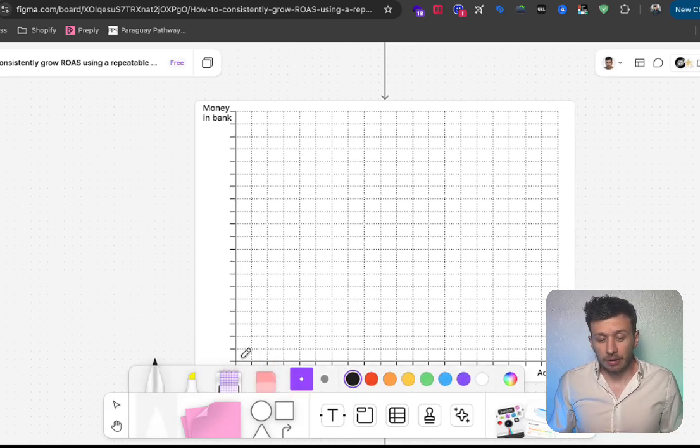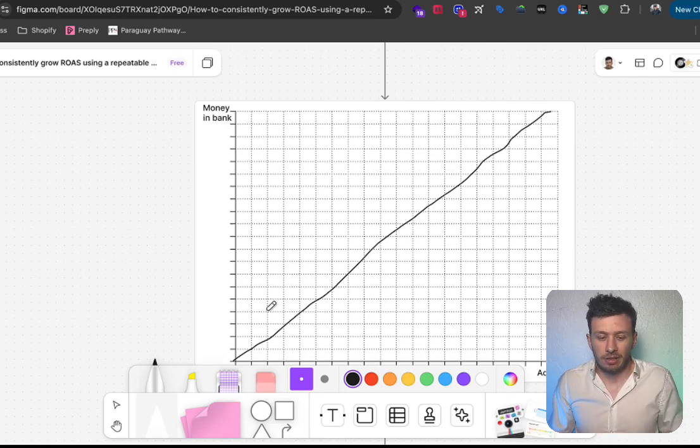We can see that the more money we put into the ad spend, the more money we will have in the bank, but this is just linear. It's going to look like a straight line, essentially. It's not that fun to see. But if you increase your return on ad spend, this is what your money in the bank will look like. It's going to be exponential, essentially.